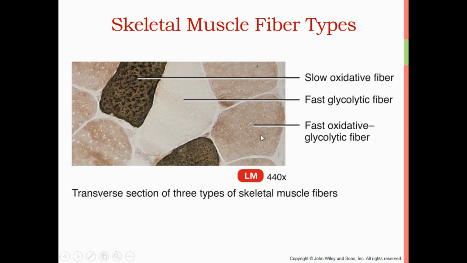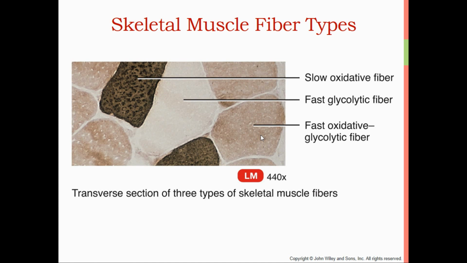So here's a cross-section of a muscle, a transverse section of three types of skeletal muscle fibers. So this is in one muscle, and we see all three fibers. You can see the very darkest area is the slow oxidative fiber. That's your slow twitch red. The very lightest area of muscle fiber is your white muscle, or fast twitch white, fast glycolytic fiber. And then the intermediate, your best of both worlds, are your fast oxidative glycolytic fiber.